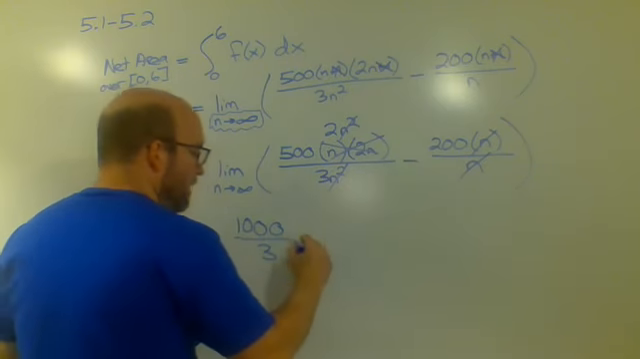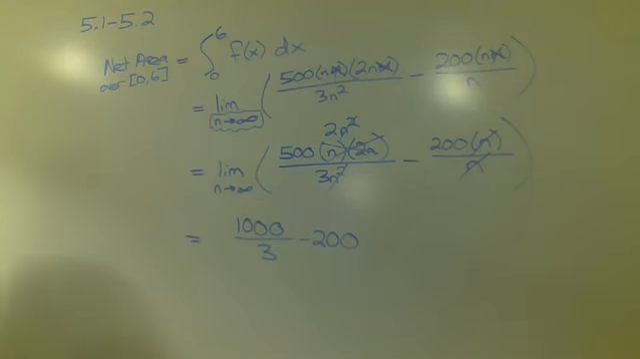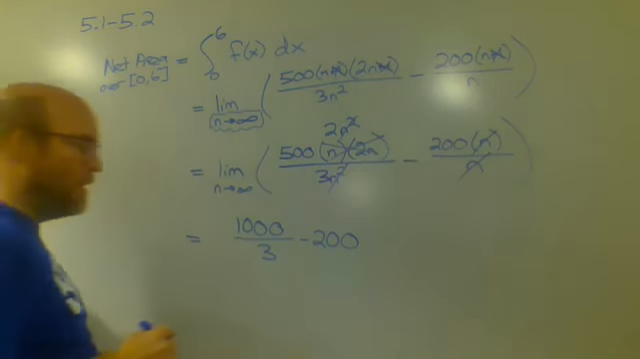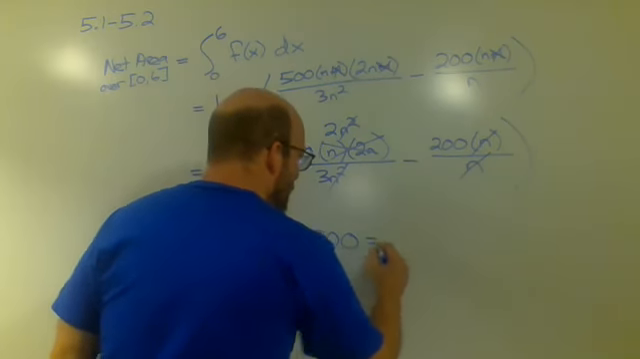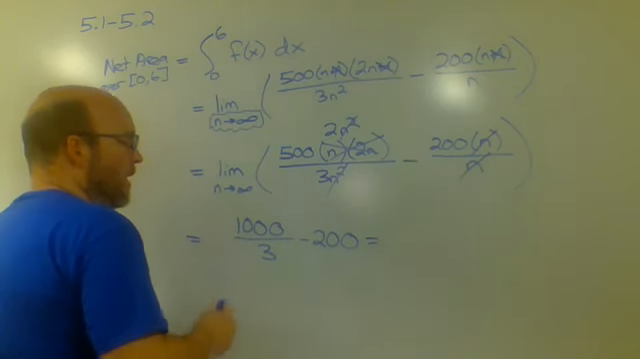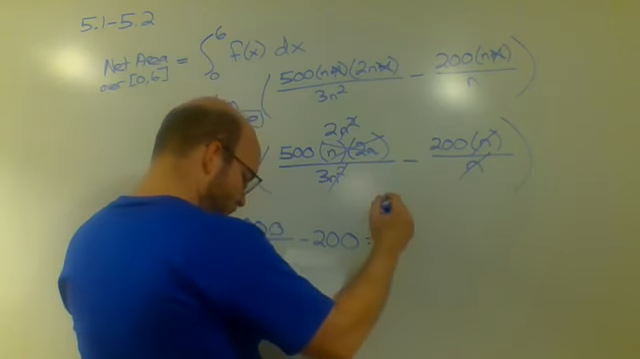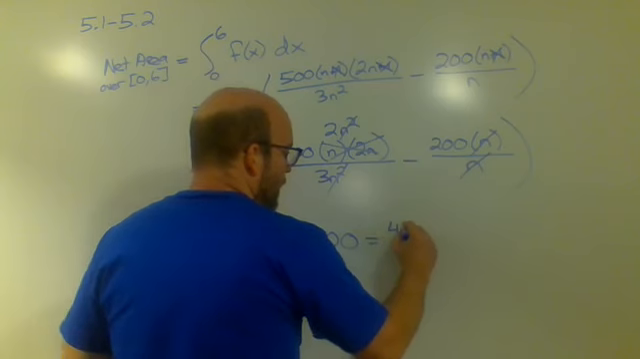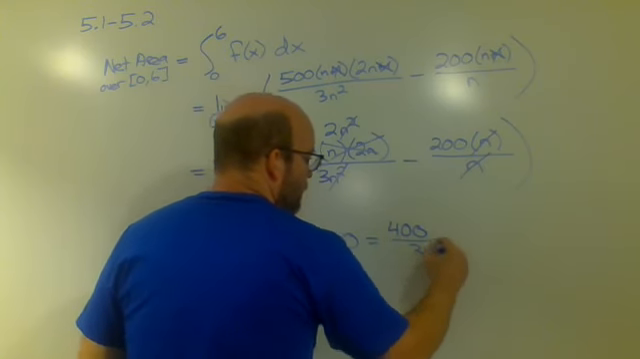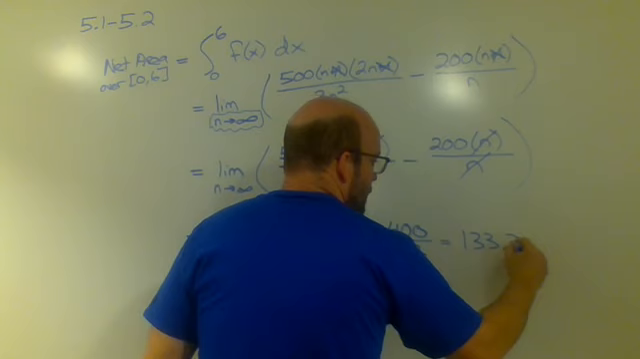And then we're subtracting 200. Okay. And again, this depends on how you need to do it, what my math lab might be asking you to do if you ran into this problem. But 1,000 thirds minus 200 is the same thing as 400 thirds. But as a decimal, that's 133 with the 0.3 repeating.